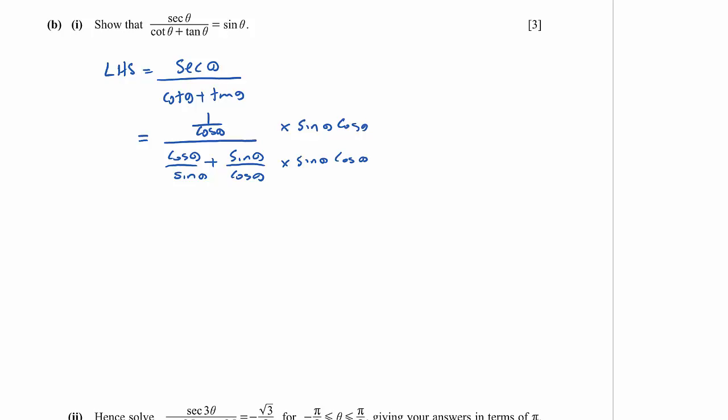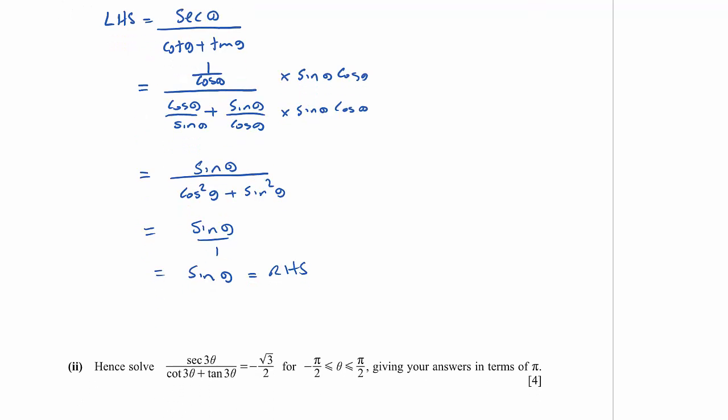Now if I do that, on the top I'm just going to end up with sine theta, which is a good sign. That's what we're trying to show. And on the bottom I'll end up with cos squared theta, because the sine will cancel and the cos times cos, and then I'll end up with sine squared theta. And I know that cos squared plus sine squared is 1, so that's sine theta over 1, which is sine theta, which is of course equal to the right hand side. So that worked out not too bad.